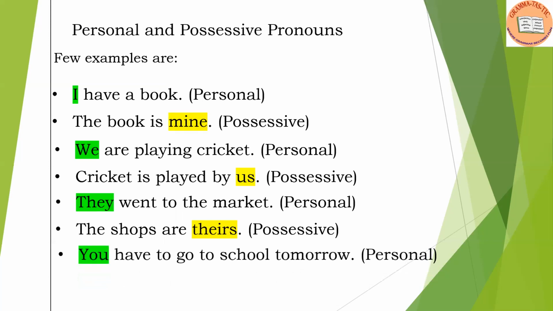You have to go to school tomorrow. Here you is a personal pronoun. The school is yours. Here yours is a possessive pronoun. Here children, in most of the possessive pronouns, S is added. As you can see, in theirs and yours, S is added. Only mine remains a separate word.